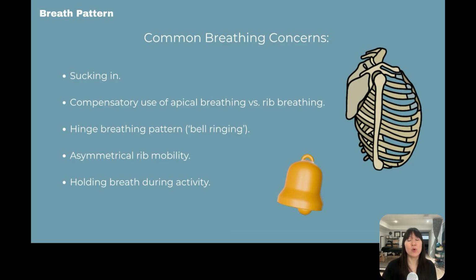And then lastly, holding breath during activity, right? We don't want to hold our breath because then when we start to move, we don't necessarily have good control over where the pressure is going, right? So again, this is just a high level lecture, but I just wanted to bring these to your attention because these are a lot of the things that I do see quite commonly.